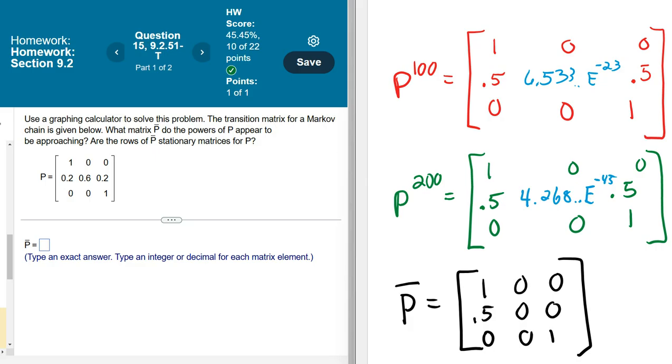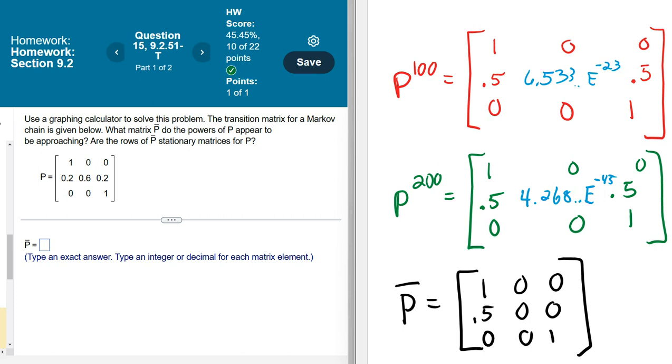That's the first question. So in red on the right, I did P to the 100th, and you can see you get 1, 0, 0 for the top row, the bottom row 0, 0, 1, and the middle row is 0.5 at either end, but then the middle, I get 6.533 blah blah times 10 to the negative 23rd. That is a very, very small number. So I went ahead and did P to the 200th, and I basically got the same thing everywhere except that one number in the middle. Now it's in blue, 4.268 dot dot dot times 10 to the negative 45th.